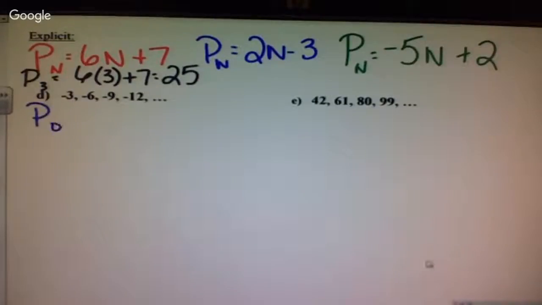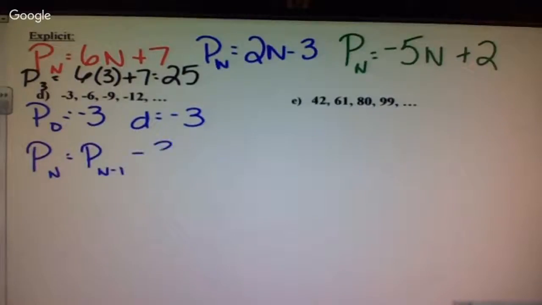All right, so your P sub 0 value for part D should have been -3. That's what we start with. And if you look at your pattern, it's also -3. It's going down by 3 each time. The negative tells you that you're going down, and the 3 is the space between your numbers. So recursively, I need to go 1 space back and subtract 3. That should have been your recursive formula. When you go to do the explicit formula, my slope or my D value is -3n, and I start at -3.